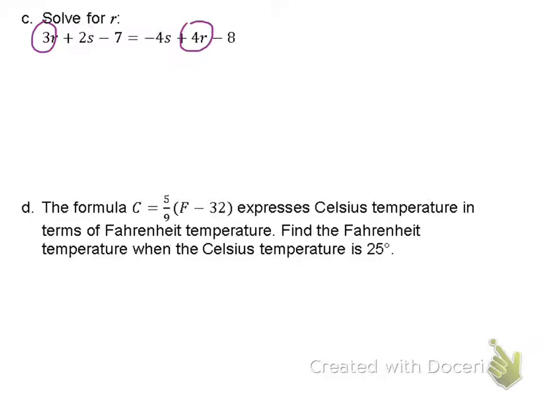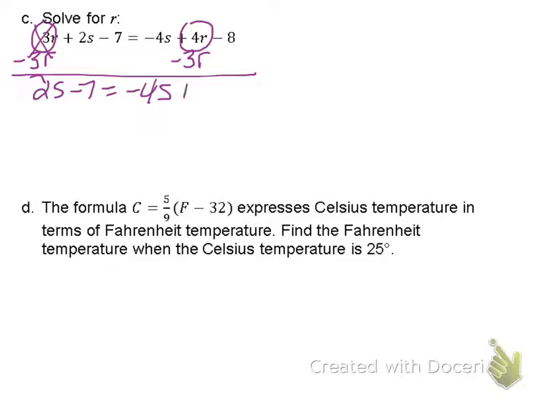So I'm going to subtract 3r because it's smaller, and I don't really like to end up with negatives. So I'm going to subtract 3r on both sides, which will give me 2s minus 7 on the left equals negative 4s plus 1r minus 8 on the right.